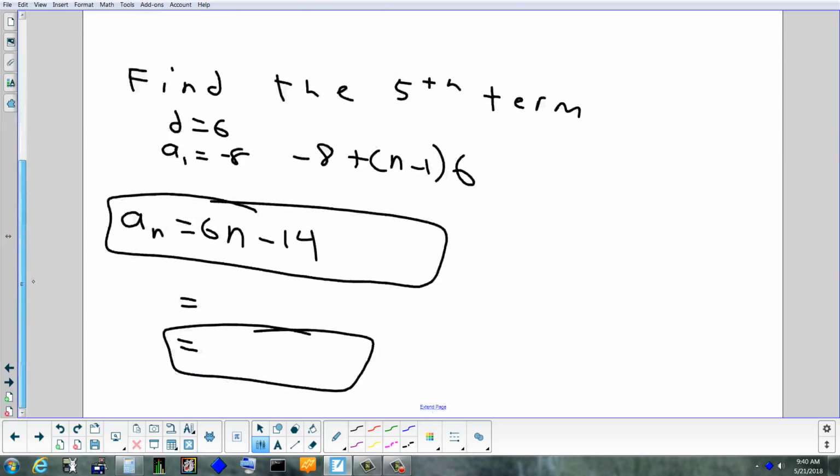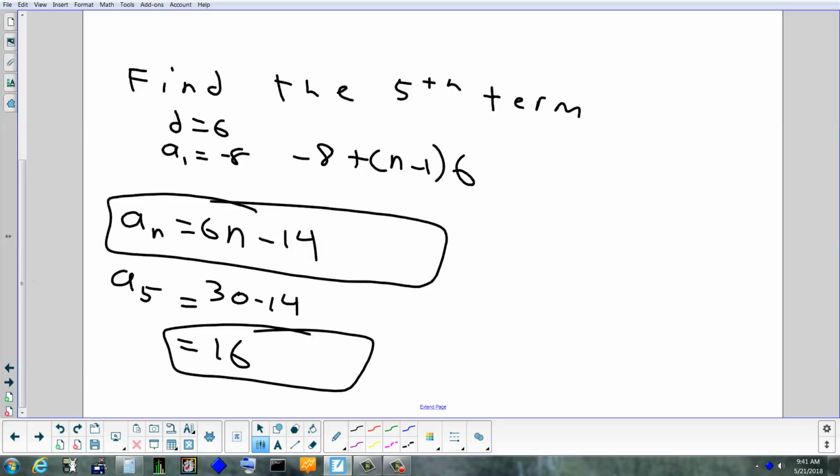All right. So now to find the fifth term: 6 times 5 is 30. 30 minus 14 gives me 16. So there's your fifth term. Questions on that one?